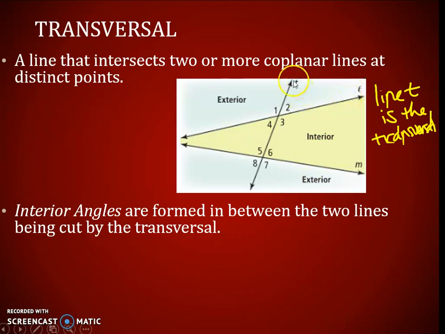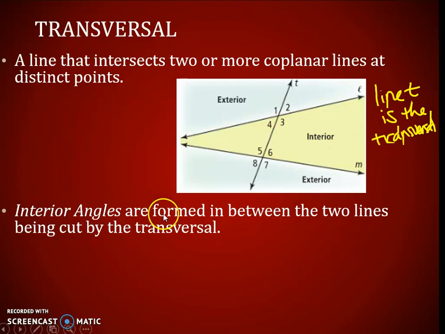So right here, this T is the transversal. T is a transversal line that goes through two or more lines. It's going through L and M at the same time. So T is the transversal. And this is the inside, this is the outside, interior and exterior.